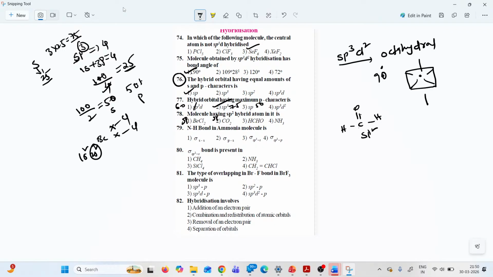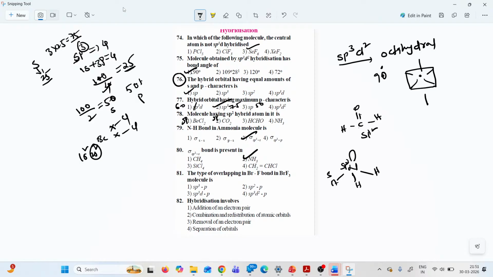Next question, about the N-H bond in the ammonia molecule. In ammonia, nitrogen undergoes sp3 hybridization, and it will have a structure like this. So this is sp3 and this is s, so the sigma bond is sp3-s. Just now we discussed ammonia.